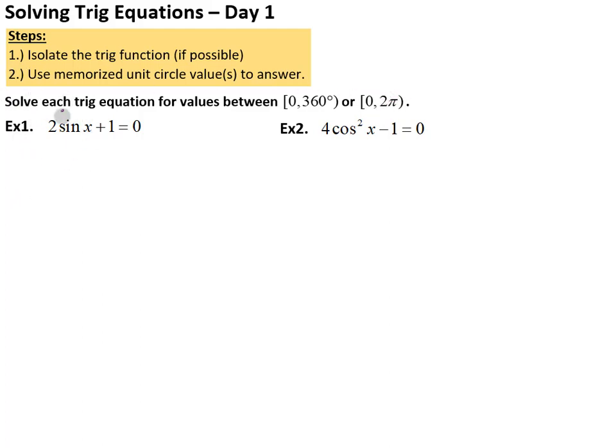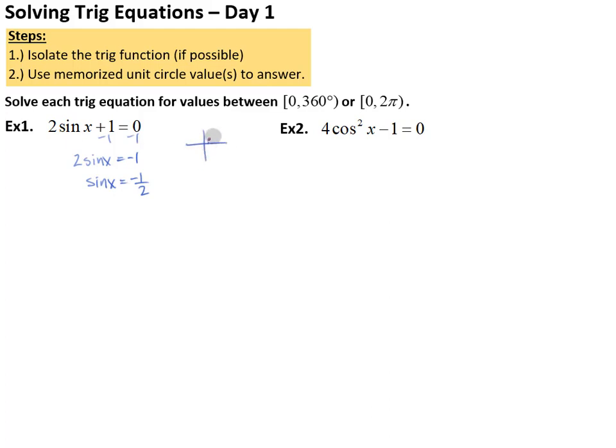So, if we're solving, say, our first one here, we need to get sine of x by itself. So we're going to need to subtract 1 over. 2 times sine of x equals -1, and divide by 2. So we'll get sine of x equals -1/2. So essentially, again, we're technically going to be using the inverse trig. So where on the unit circle is sine, the y-coordinate, -1/2?